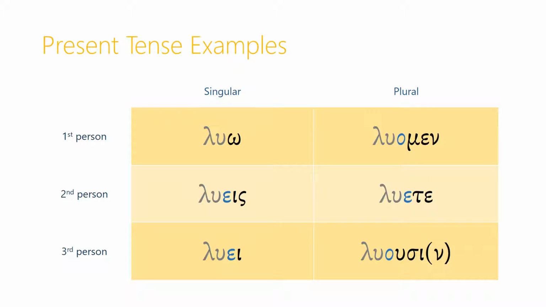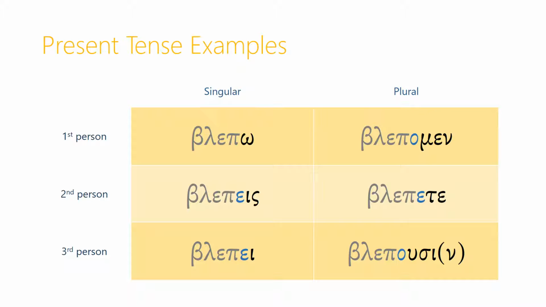There's a little song that you can use to remember this if tunes help you out a little bit. And if you set this to the tune of The Farmer in the Dell, you can sing luo lueis luei, luo lueis luei, luomen luete luousi, luo lueis luei. If that helps you, great.